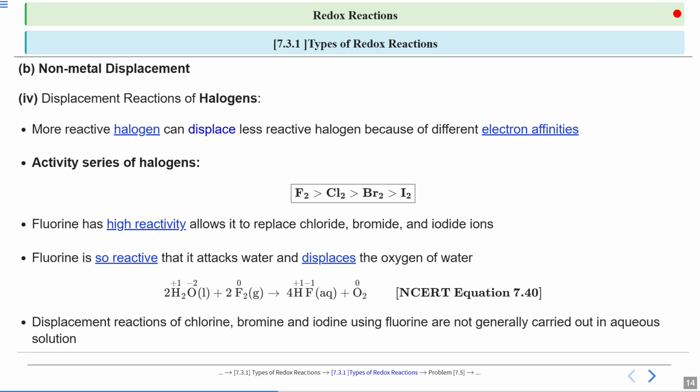Now you can see that water is liquid while fluorine is a gas, and the displacement reactions of chlorine, bromine and iodine using fluorine are not generally carried out in aqueous solution. So by the reaction H2O plus F2 forming HF and O2, we can conclude that it is for this reason only that these displacement reactions using fluorine are not generally carried out in aqueous solution.